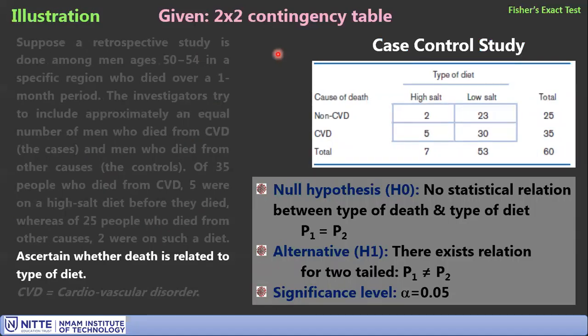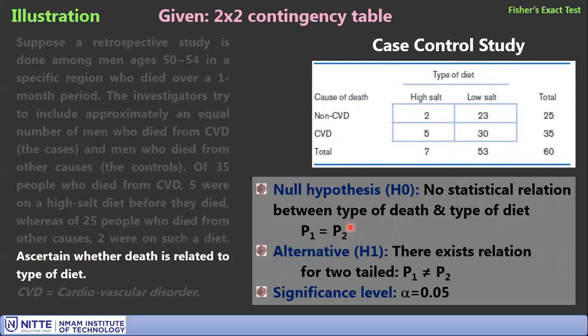Now let us analyze what we have to find. The question is, ascertain whether death is related to type of diet, whether these two variables, type of diet and cause of death, are related or not. That's the question. So let's define the null hypothesis: no statistical relationship between the death and type of diet.